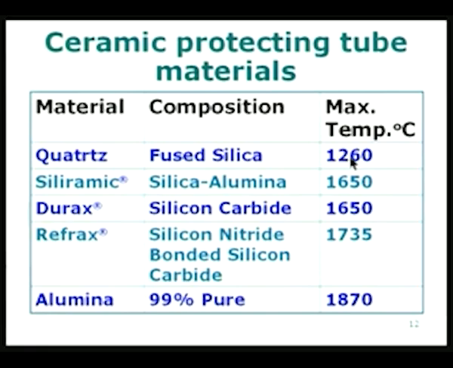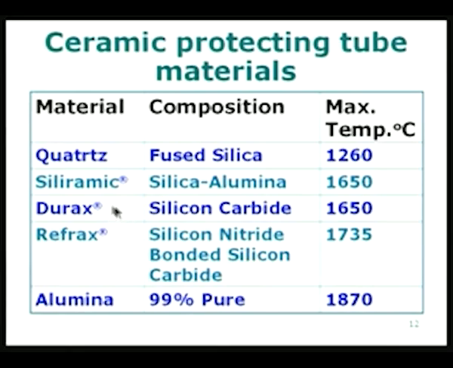I can go up to 1260. Ceramic, silica and alumina combination, this is a registered trademark, 1650, and you can see that alumina, pure alumina, 99% pure, can go up to about 1870. There is of course silicon nitride with silicon carbide and so on.